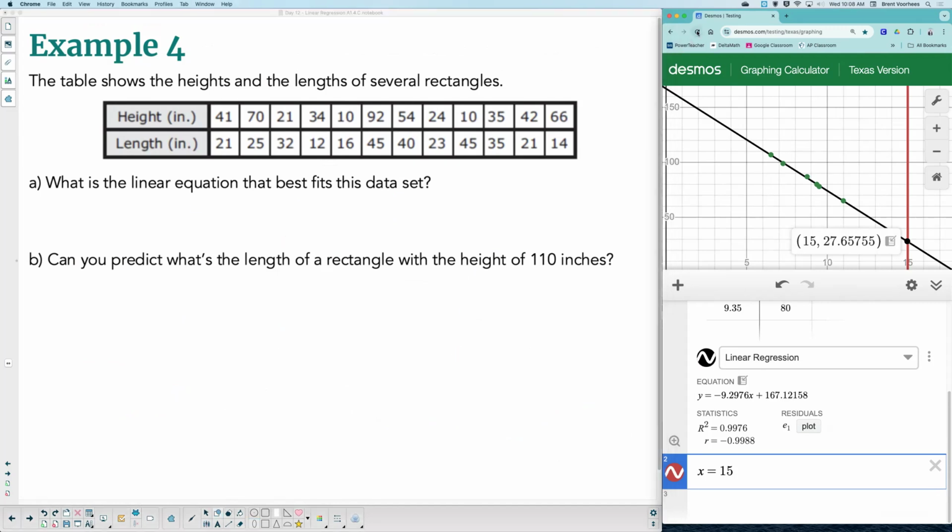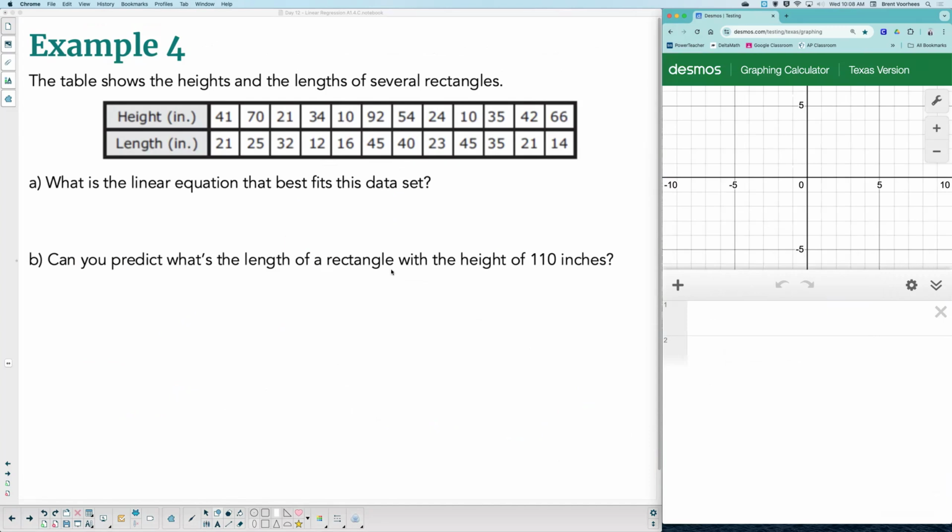Let me go ahead and erase this. It says the table shows the heights and lengths of several rectangles. Part A, what is the linear regression that best fits the data set? And B, can we predict the length of a rectangle when the height is 110 inches? Here's what I want you to always do first. Let's label our variables.